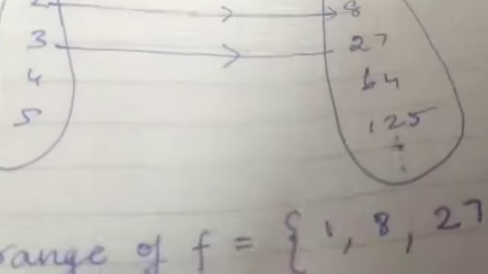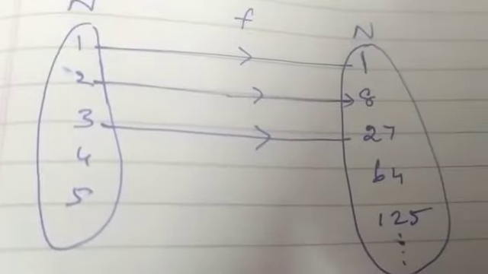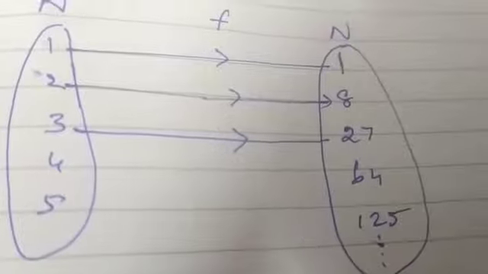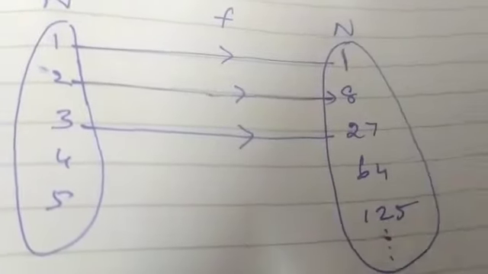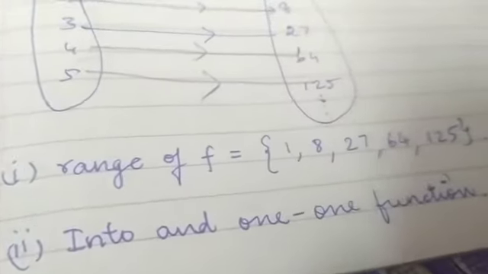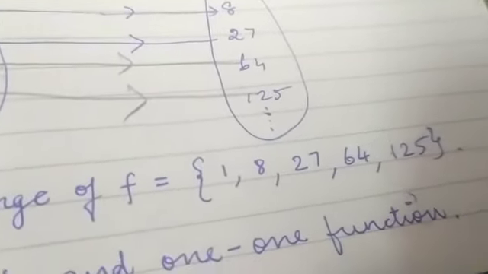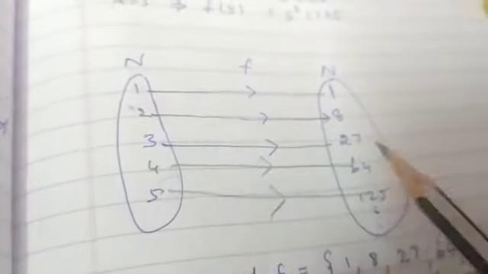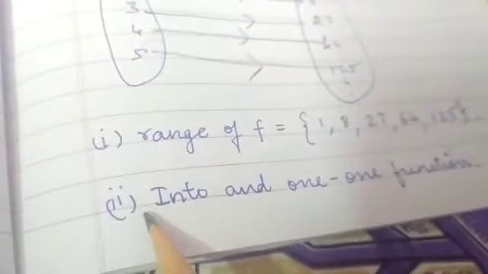So this is the arrow diagram for this function. 1 is related with 1, 2 is related with 8, 3 is related with 27 and 4 to 64 and 5 to 125. So now I am drawing 4 with 64 and 5 with 125. Range of f is {1, 8, 27, 64, 125}. That is, the elements in B which are joined with A are called the range. So I am representing it here, and it is an into and one-one function.